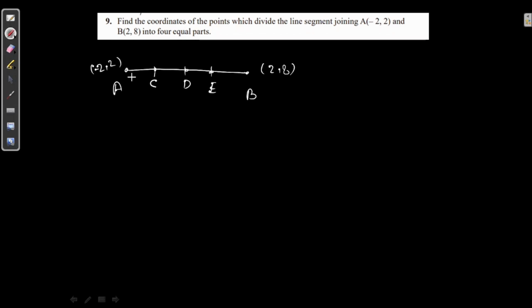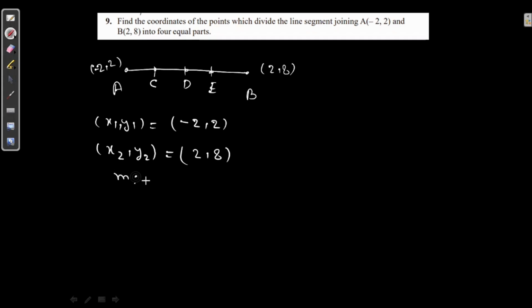Just keep one thing in your mind. First I am going to find the coordinates of point C. What is required for it? First I require the value of x1, y1. So I am treating (-2, 2) as x1, y1. Then I need x2, y2. So I am treating (2, 8) as x2, y2. Then I need the values of m and n.